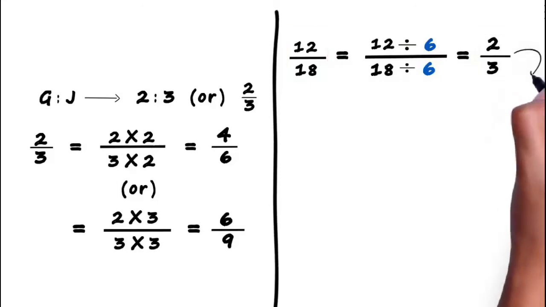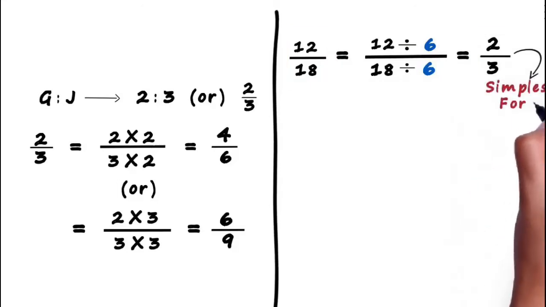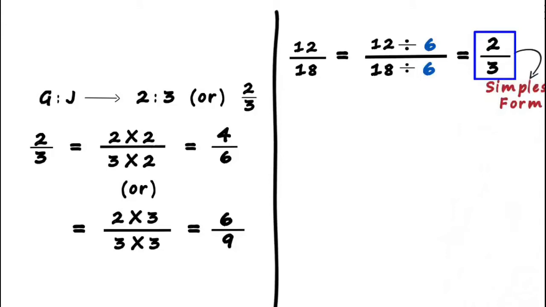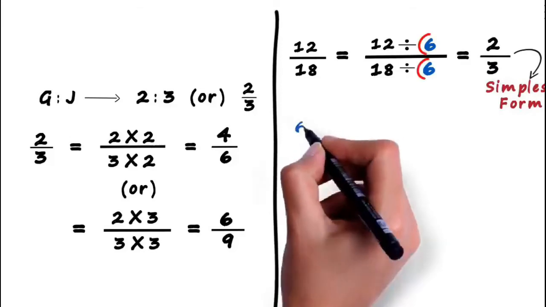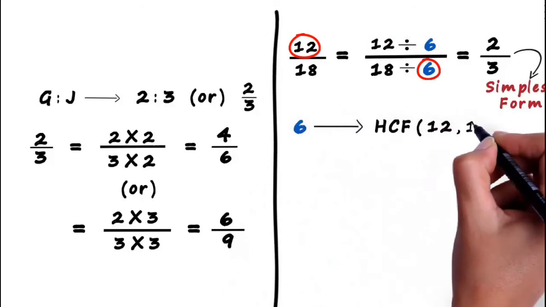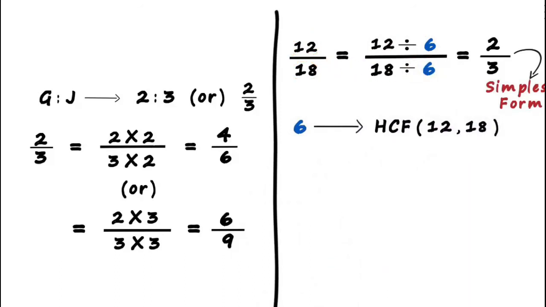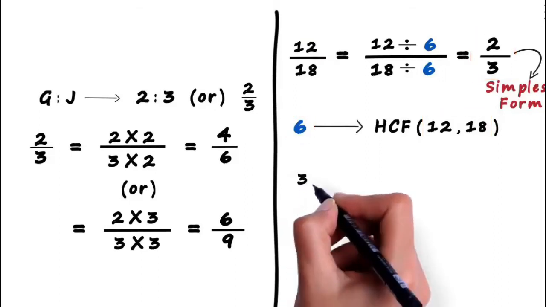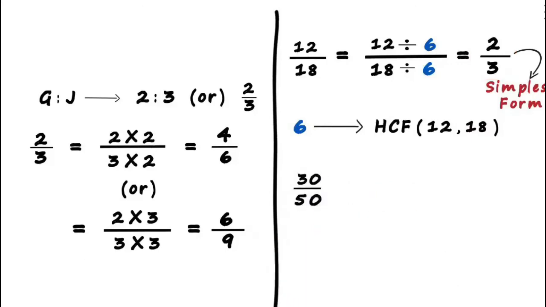2 by 3 is called the simplest form. It means this cannot be reduced further. But how did we know what number we are supposed to divide them by? The number 6 is actually the highest common factor of the numerator and the denominator. If we divide the numerator as well as the denominator by the HCF, we get the simplest form.